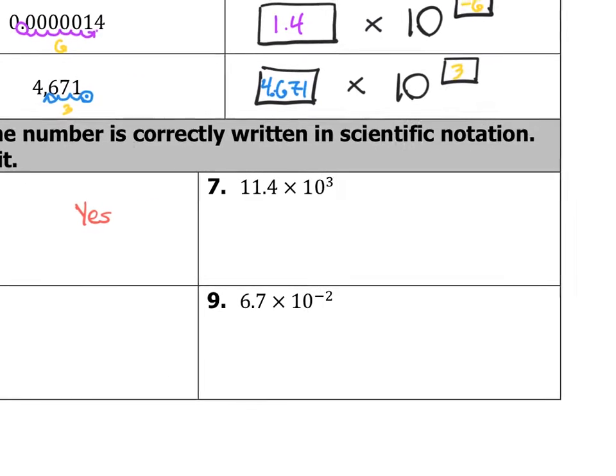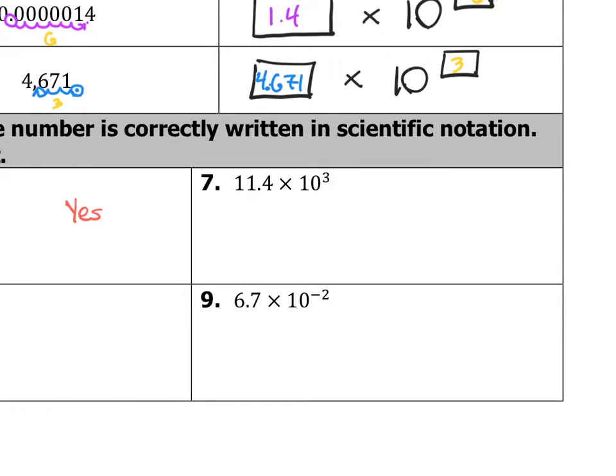Number 7, we are multiplying by a power of 10, but take a look at the number in front. It's 11.4. Okay, you cannot have a number that is greater than 10 in that first position. So what we need to do is alter that number so that it is between 1 and 10. The way I'm going to do that is I'm going to take the decimal point and move it 1 space to the left. So when you do that, you get 1.14.